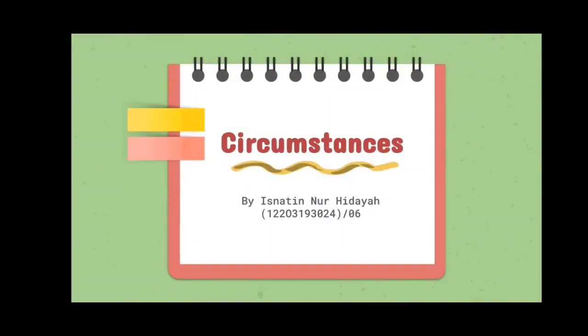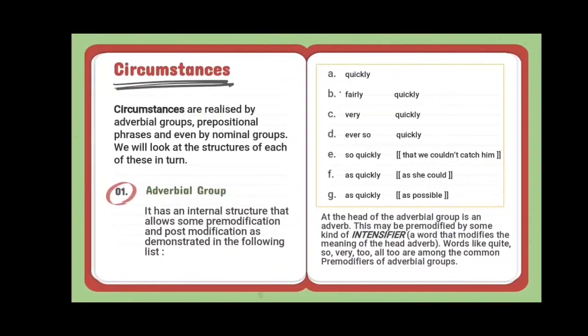Alright, so here I would like to continue the explanation of my previous friend. My name is Natin Nur Hidayah, person number 6. Here I would like to explain to you about circumstances. So, circumstances are realized by adverbial groups, prepositional phrases, and even by nominal groups. We will look at the structure of each of these in turn.